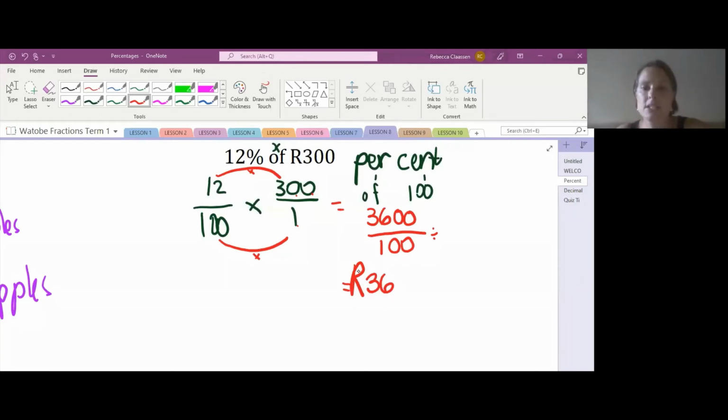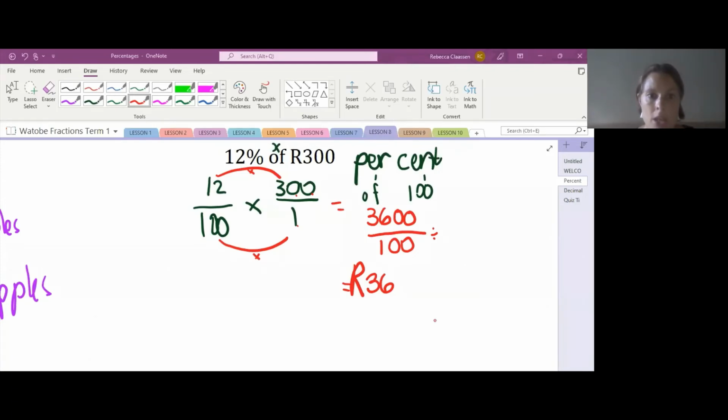So if you are still stuck on this, then I suggest, I don't want to spend too much longer on this, okay, because I think most people have got it. So if you're still stuck on this, then at the end of the lesson, before you do the quiz, watch this lesson again. It will be on the Watobe website tomorrow or the next day, and then you can practice doing it, or you can have a look in your school textbook as well.